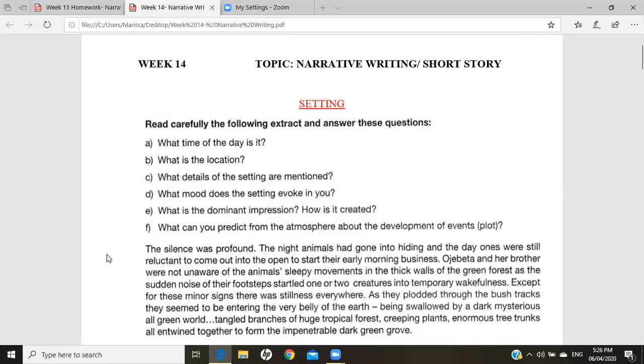Yes, Jaden? It's early morning. It's early in the morning. How do you know that? Because in the second line, they say the night animals had gone into hiding and they wanted the day animals to come out to start their early morning business. Good. So it's early in the morning. And what do we refer to as early in the morning?